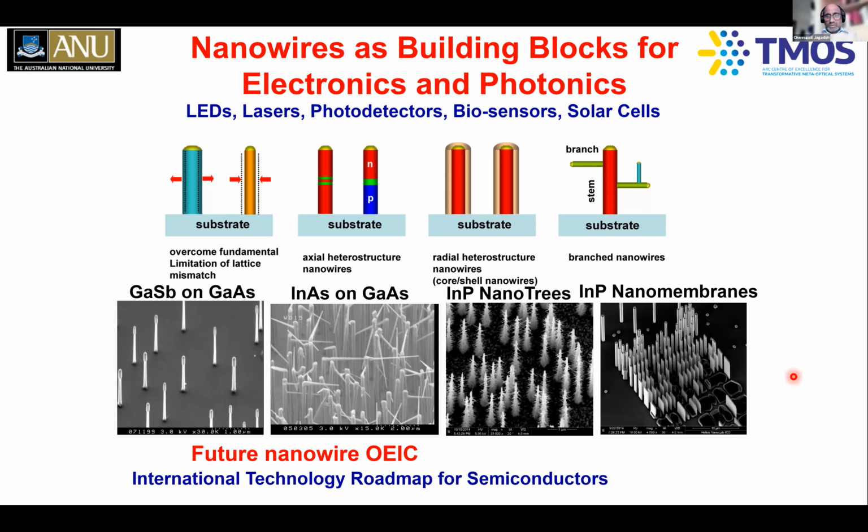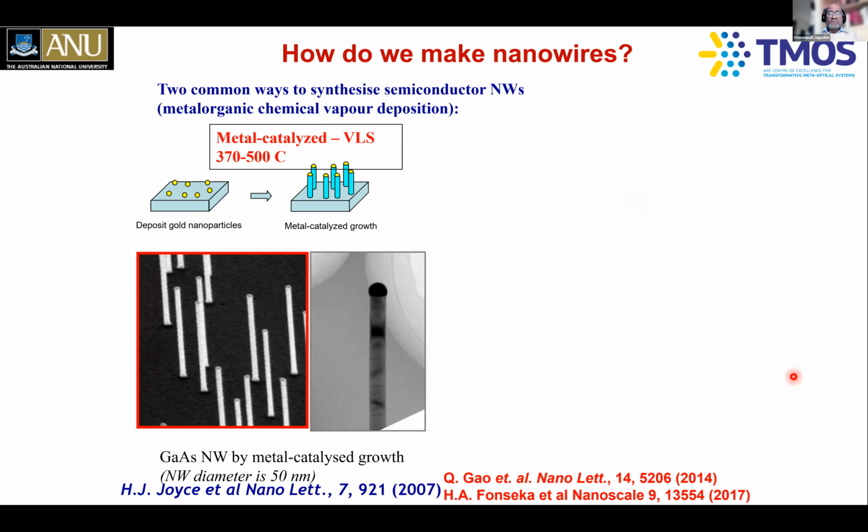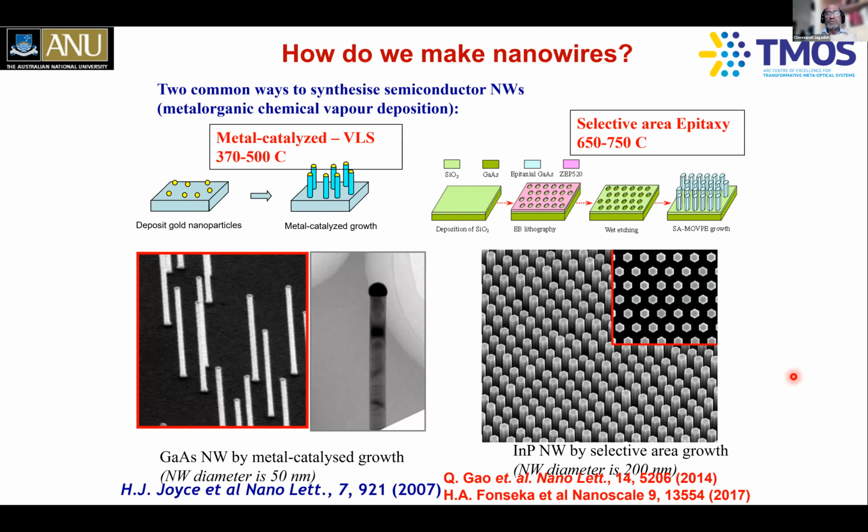So let me see why. Okay. Now, if nanowires are of so much importance, how do we make these nanowires? There are two main techniques which we use. One is called the metal catalyzed VLS growth process, the vapor liquid solid growth mechanism. Another technique is called selective epitaxy. Okay, I'll come back and tell you a little bit about it.